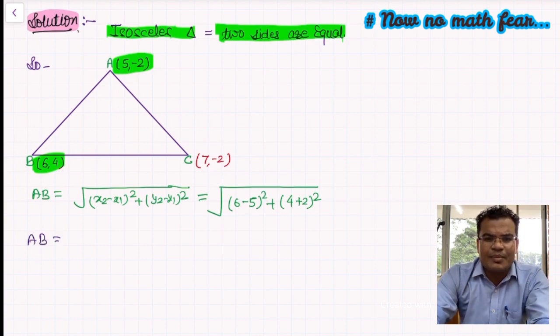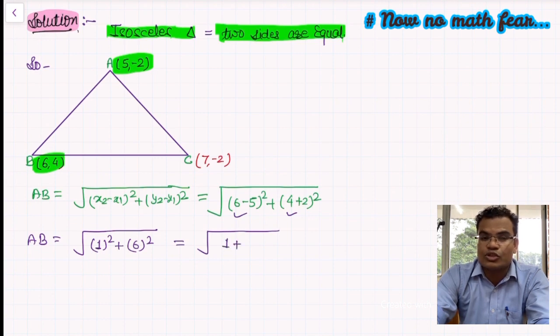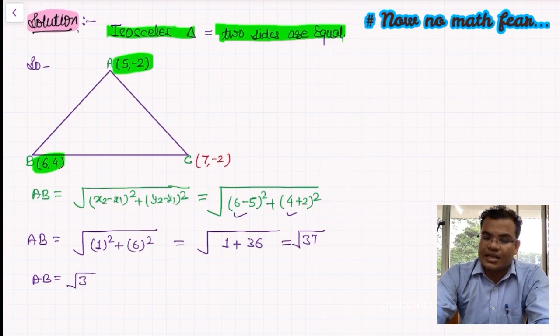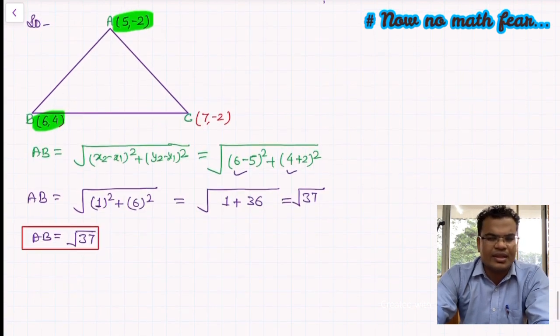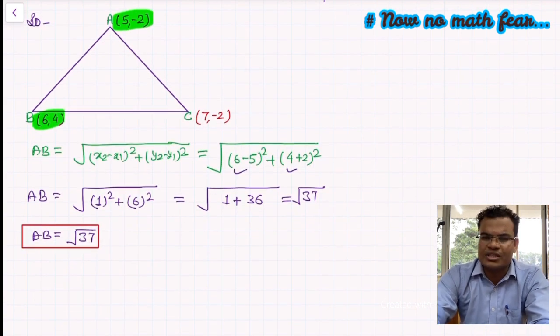When I simplify, AB equals under root 6 minus 5 is 1, square, plus 4 plus 2 is 6, square. After opening the bracket, 1 square is 1 plus 6 square is 36. So 36 plus 1 is 37. So I got the length of the first side of the triangle, that is under root 37. I'll put it in the box and keep in mind that AB is under root 37.